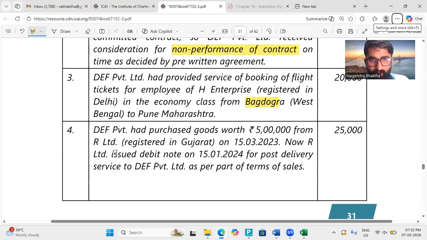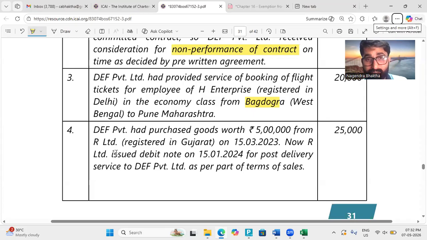DEF Private Limited had purchased goods worth 5 lakh from R Limited, registered in Gujarat, on 15th March 2023. Now, R Limited issued the debit note. Remember that which are the tax paying documents? We discussed five tax paying documents. One is tax invoice. Second one is debit note. Third one is the ISD. Fourth one, bill of entry, in case of import. Fifth one, that is self invoice. So now here, this is debit note.